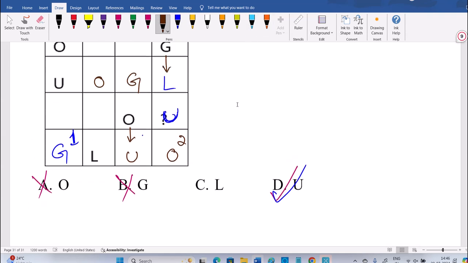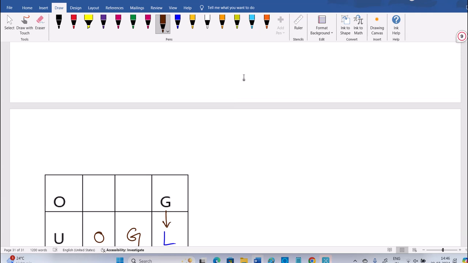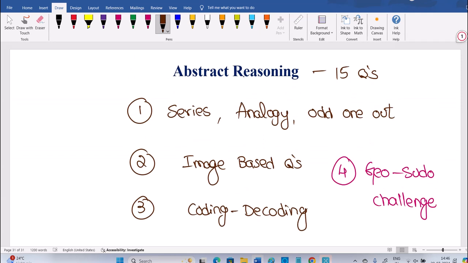Fine. So this is regarding abstract reasoning, the entire outline as mentioned. Okay, all this is covered in the exam as well. Right.